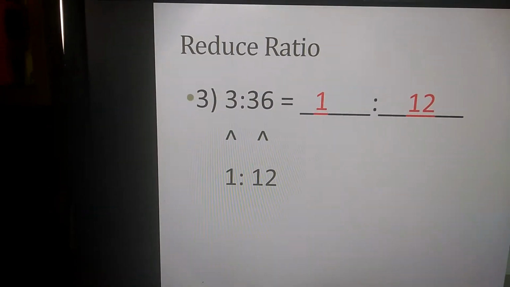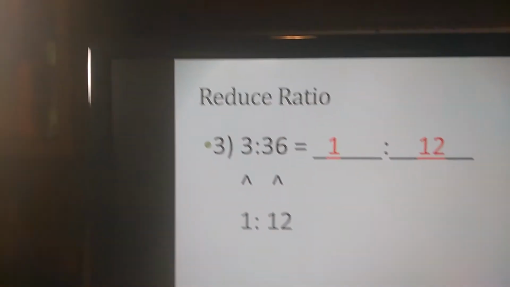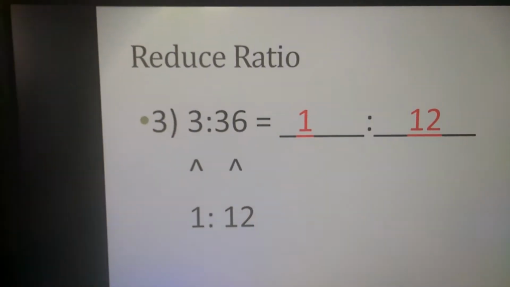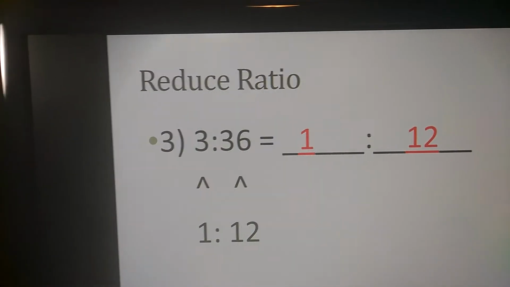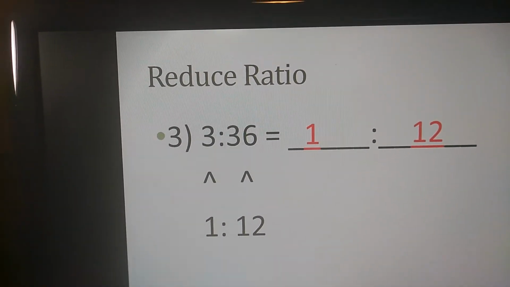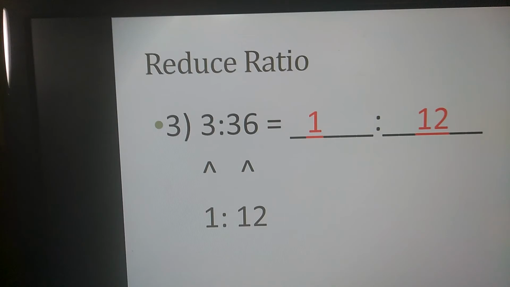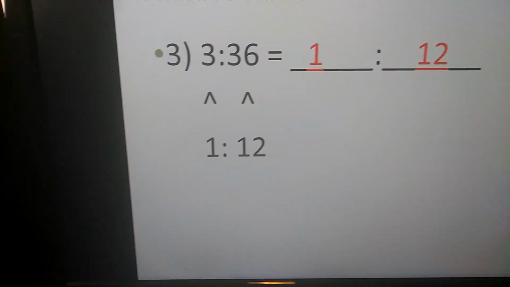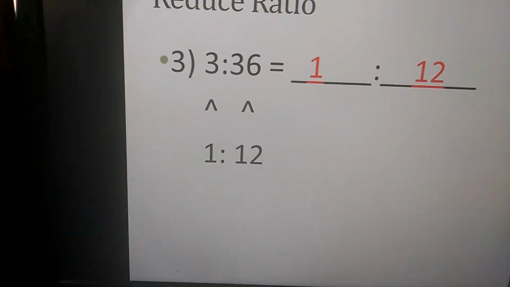Okay, this is another example. We're going to reduce the ratio with this one as well. So we have 3 and 36. So 3 goes into 3 1 time, and then 3 goes into 36 12 times. And that's the simplest form right there, 1 and 12.